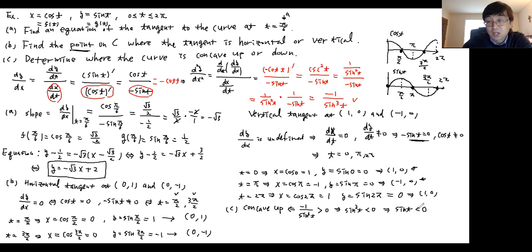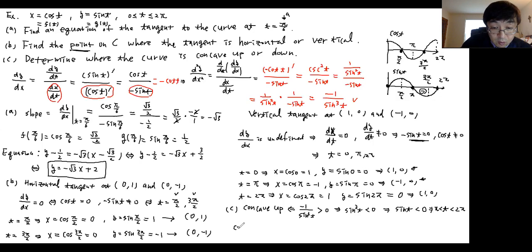Which t values have a negative sine function? We can use the graph of sine. t is between pi and 2 pi, so sine t is below the t-axis, a negative number. So the t value is between pi and 2 pi. This is the answer for concave up.